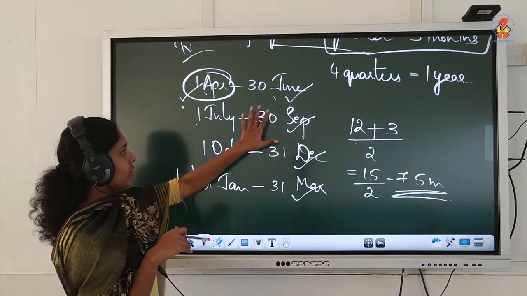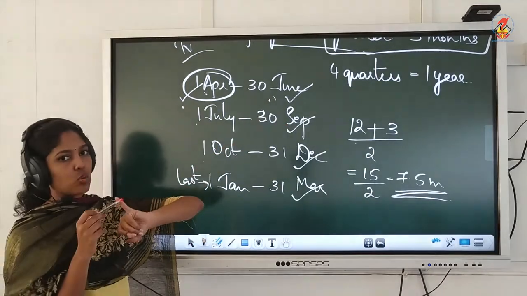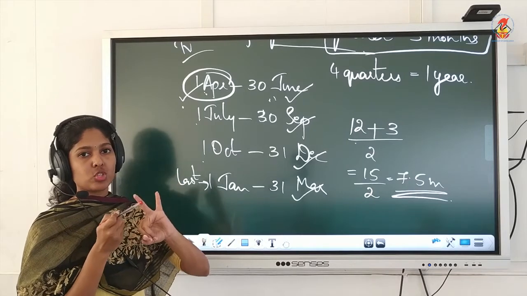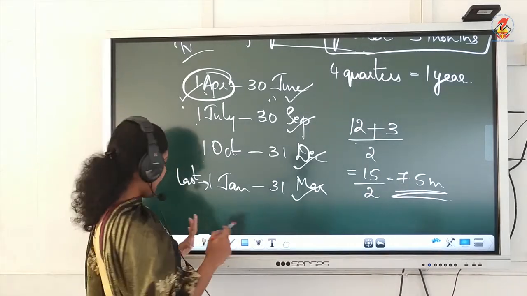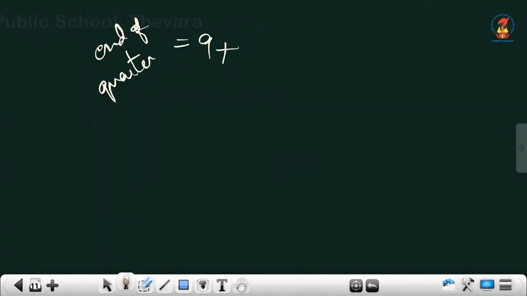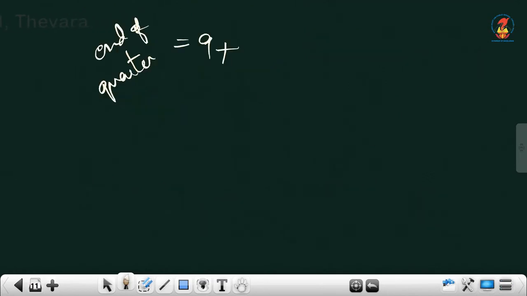Number of months left after first withdrawal, that means after 30th June. You have to start counting from July. July, August, September, October, November, December, January, February, March. You will be having 9 months after your first withdrawal. Now your last withdrawal will be on 31st March. After that number of months left will be 0. 9 by 2, or you can write 4.5 months. So that is the 5th case.